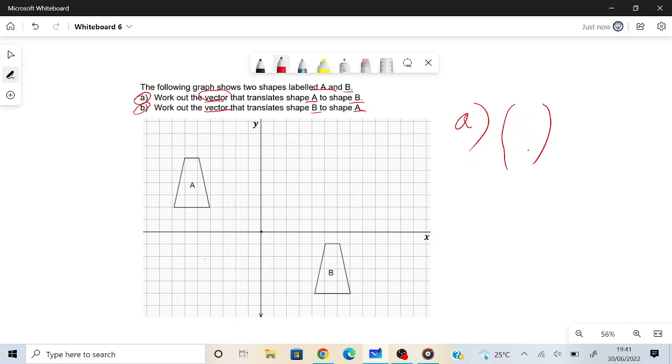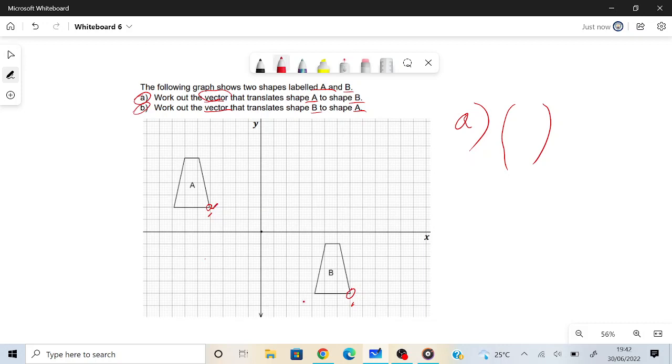The best way to go about these questions when you're trying to find the vector is to pick a corner or an edge or a vertex of the shape and focus on the same edge on the translated shape. So from here to here. In order for that to happen, we went 1, 2, 3, 4, 5, 6, 7, 8, 9, 10, 11, I think. Let me just do that again real quick.